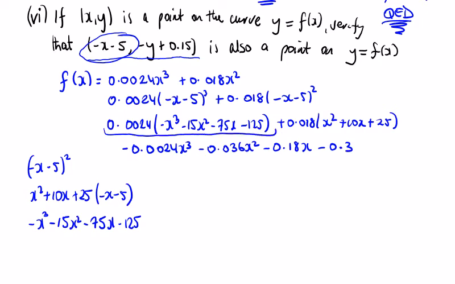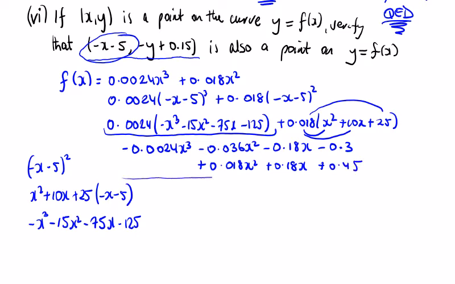Then actually, what are we going to get? We're going to get plus, I'm going to line them up here. This one by this one, this one by this one, and this one by this one. We're going to get plus 0.018 x squared. We're going to get plus 0.18x. They're going to cancel. 10 of them. So plus 0.18x. And 0.018 by 25 is plus 0.45.